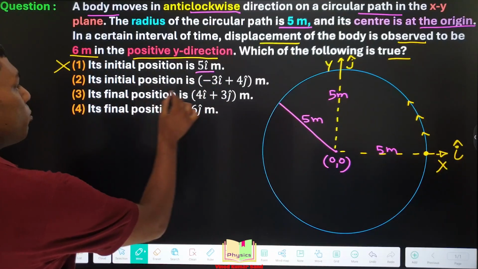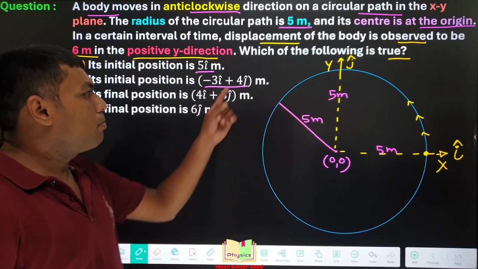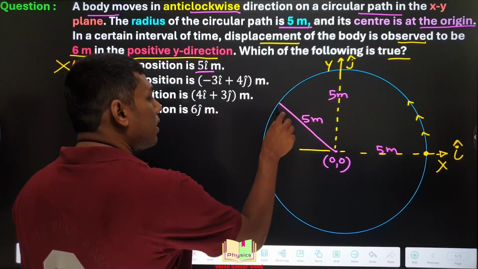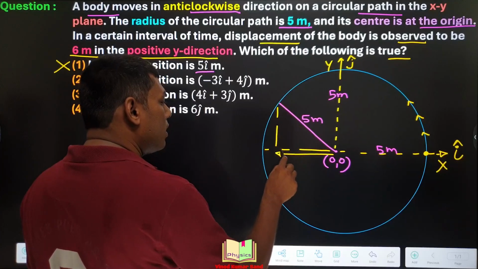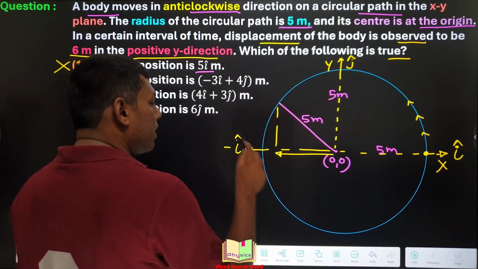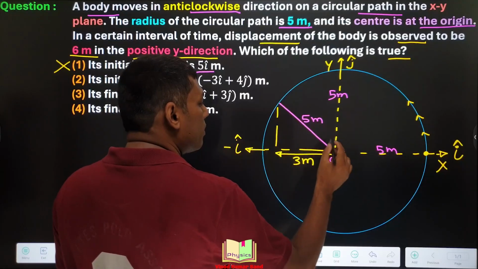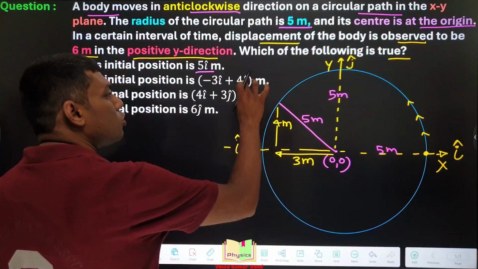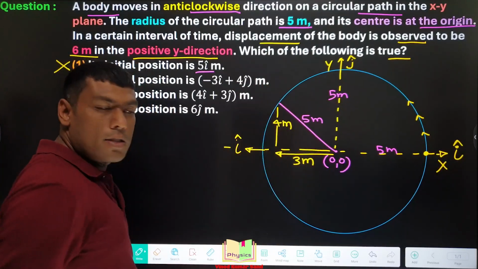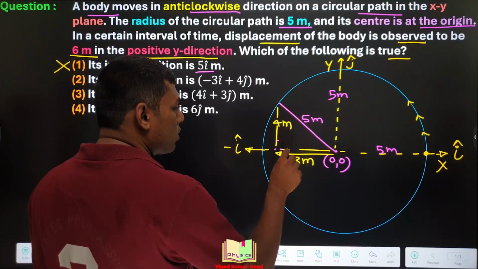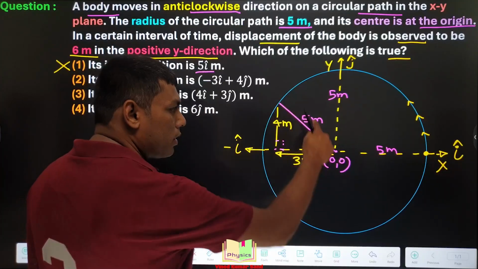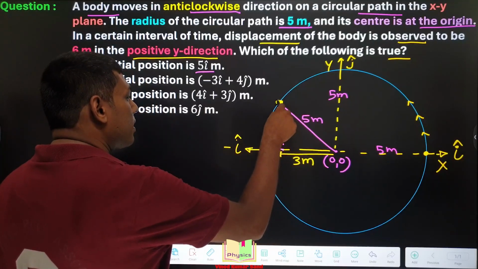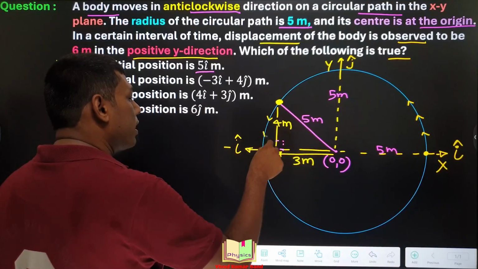Okay. Now look at the second option. It says initial position is minus 3 I cap plus 4 j cap meter. Minus 3 I cap means this distance along the minus I cap is 3 meter, and this distance is actually 4 meter along the positive j cap, along the positive y axis. This distance is 4 meter, and by Pythagoras theorem 3 square plus 4 square under the root will give you this length 5. Anyways, so particle is here in the second option and it has to again go anti-clockwise.